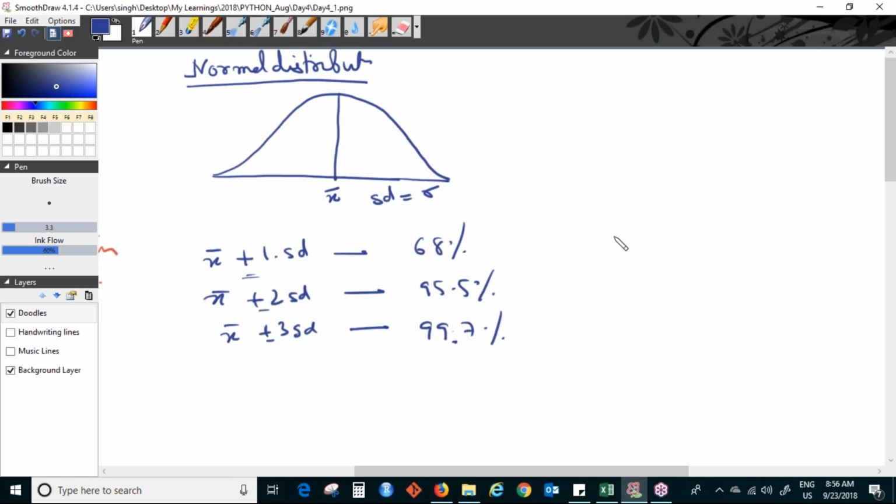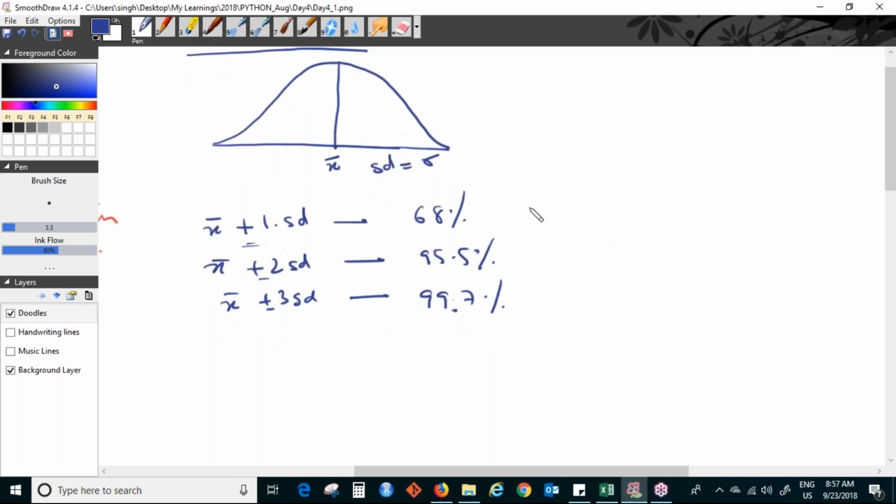So for any variable, if you know that it follows a normal distribution, then we can easily use these stats. Now what if you are asked something which is not one SD away, or two SD away, or three SD away? In that case, you can always use software. You can use Python, or R, or you can also use Excel to calculate the proportion.